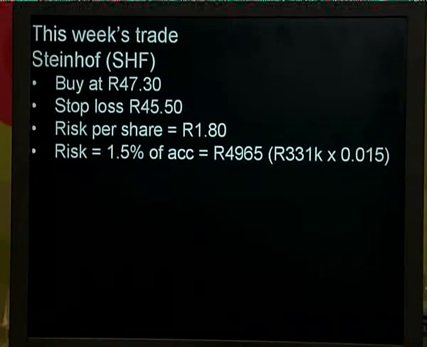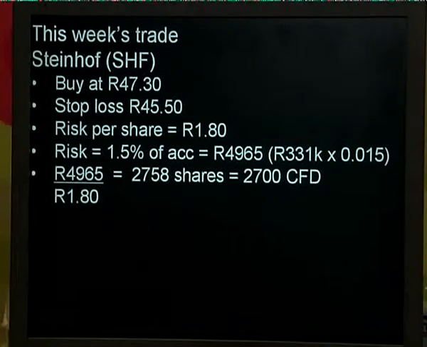The risk that I took was 1.5% of our portfolio value. So we've got 331,000 Rand in our portfolio at the moment. 1.5% of that is 4,965 Rand. That's what I'm effectively willing to lose if the stop loss gets hit in this case. So we divide the portfolio risk by the risk per share, and that gives me a number of 2,758 shares. So I've rounded it down to 2,700 CFDs, and that's what I traded for the portfolio on this trade.